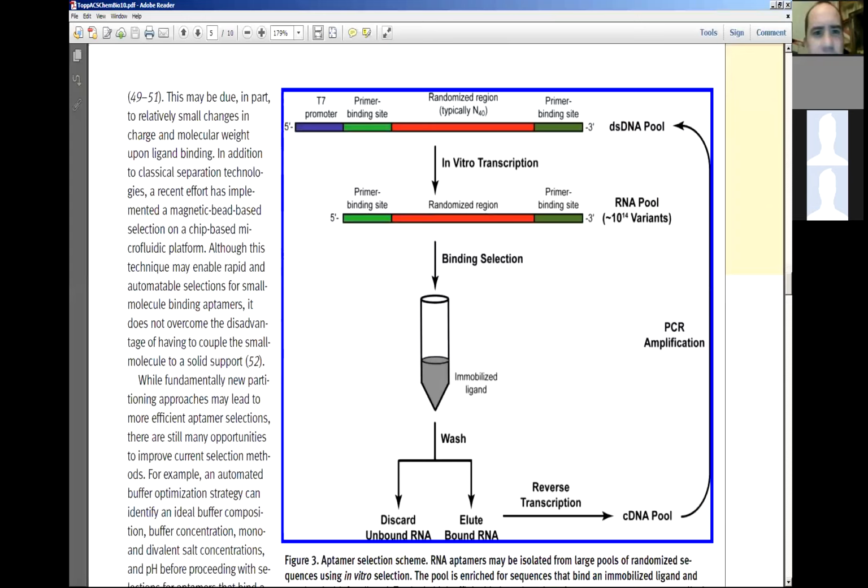Hey Patrick, did you send that? Yeah, it's one of the ones that I sent out. So it's Emerging Applications of Riboswitches in Chemical Biology. TOPS and Gallivan, ACS Chemical Biology 2010.